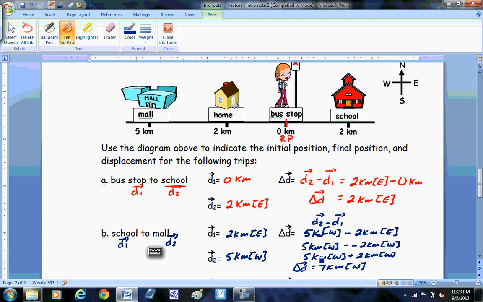Let's see if that makes sense. So again, in this case, I started at the school, I walked over here 2 kilometers west, and I walked another 5 kilometers west, giving me a total of 7 kilometers west. So my change in position here to here is 7 kilometers towards the west. So it worked out very nicely.